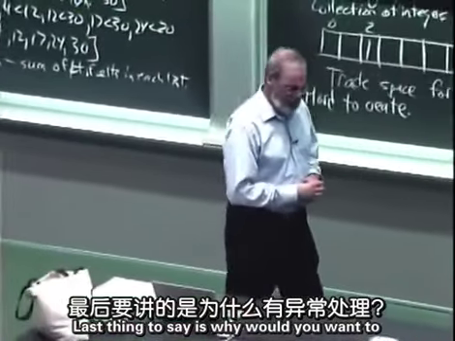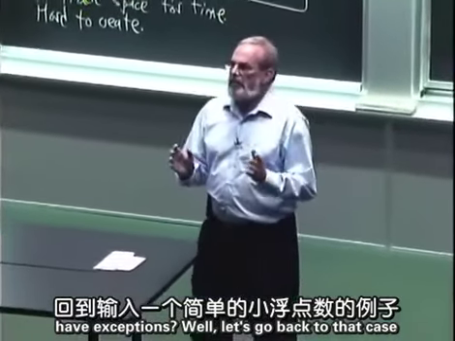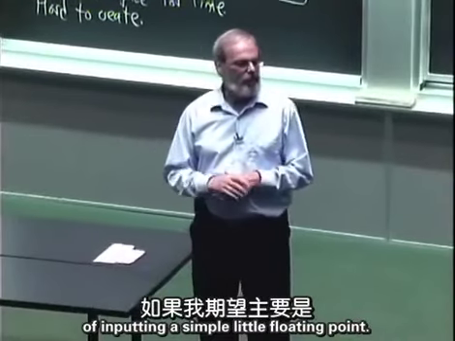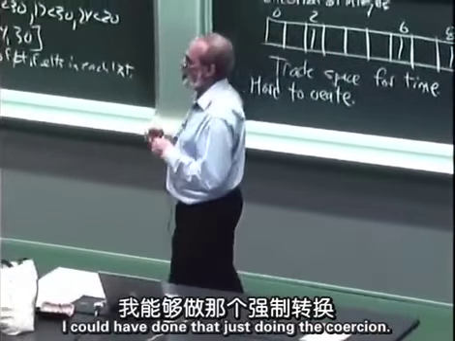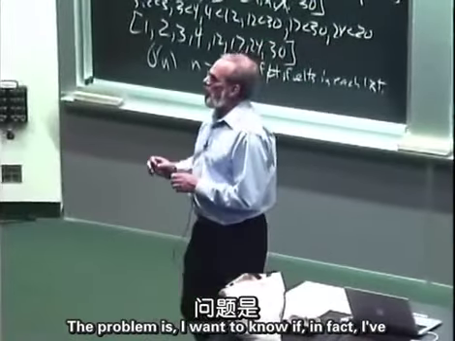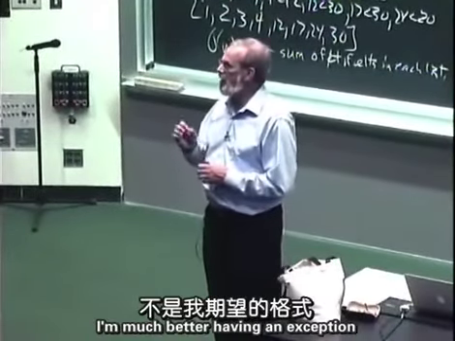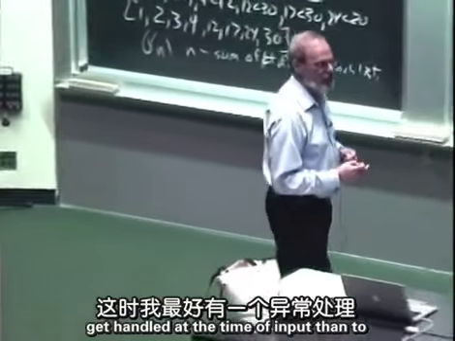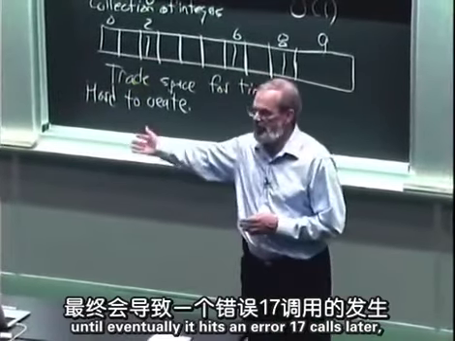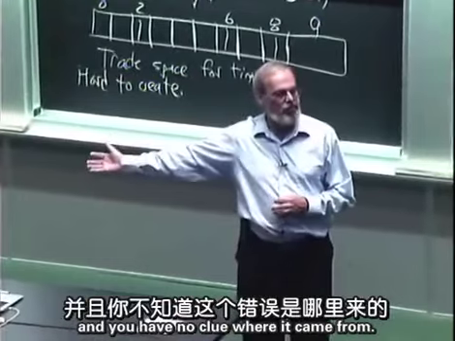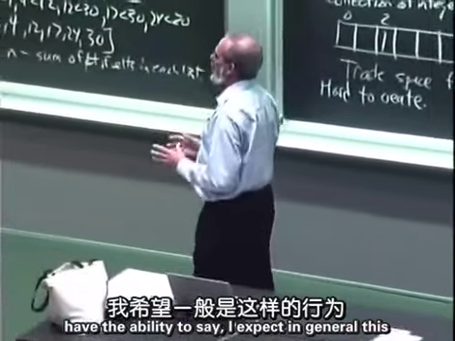Last thing to say is, why would you want to have exceptions? Well, let's go back to that case of inputting a simple little floating point. If I'm expecting mostly numbers in, I can certainly try and do the coercion. I could have done that just doing the coercion, right? The problem is, I want to know if, in fact, I've got something that's not of the form I expect. I'm much better having an exception get handled at the time of input than to let that value propagate through a whole bunch of code until eventually it hits an error 17 calls later and you have no clue where it came from.